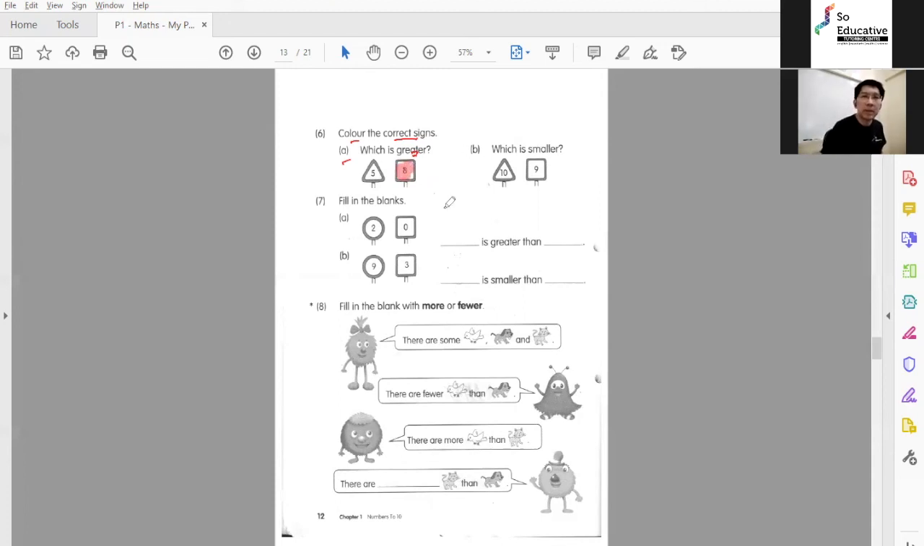All right. Now let's look at question B. B is asking us which one is smaller. Which is smaller? 10 or 9? The answer is 9. Therefore, we're going to color this box. Okay.